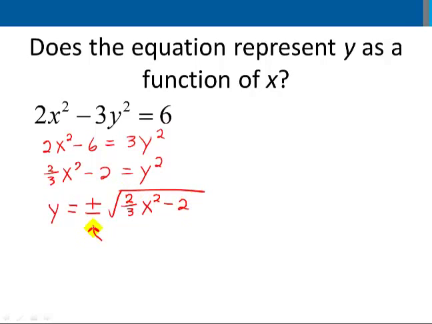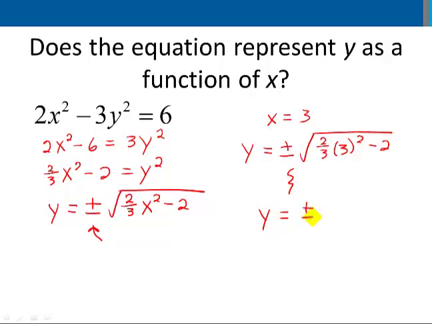The plus or minus makes me suspicious. I suspect that I can find an x value that, if I put it in, I'll end up with two different y values. But let's check just to be sure. Let's try the x value of 3. If we plug 3 in for x, we have y equals plus or minus the square root of 2/3 times 3 squared minus 2. Simplifying a bit gives us y equals plus or minus 2. One x-coordinate here is paired with two y-coordinates. This is not a function.